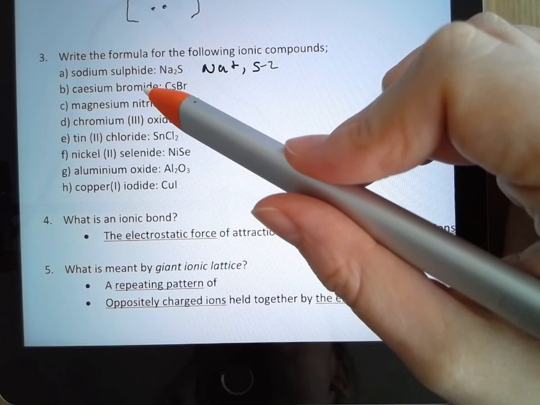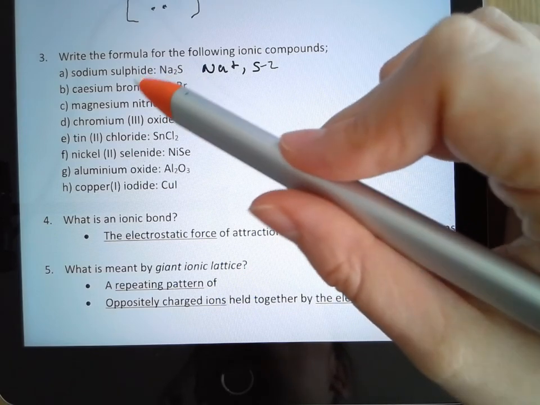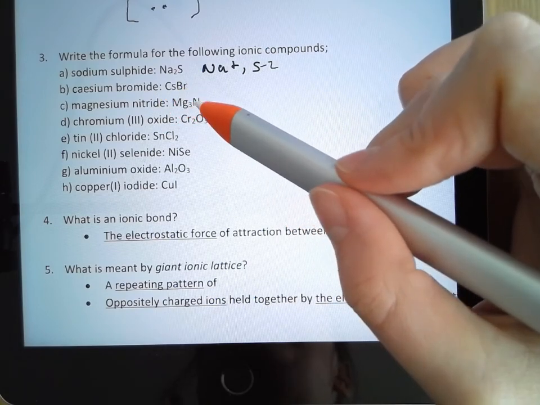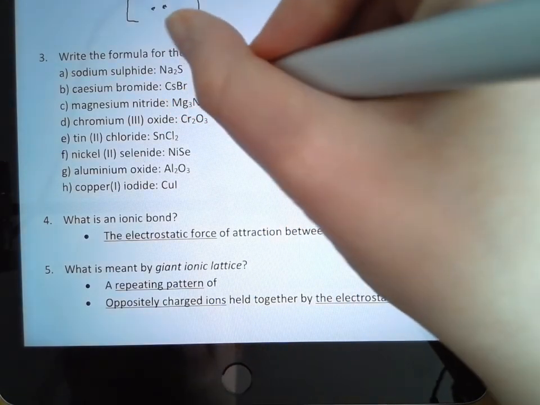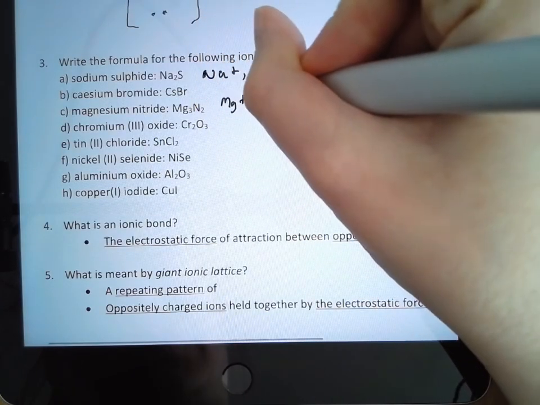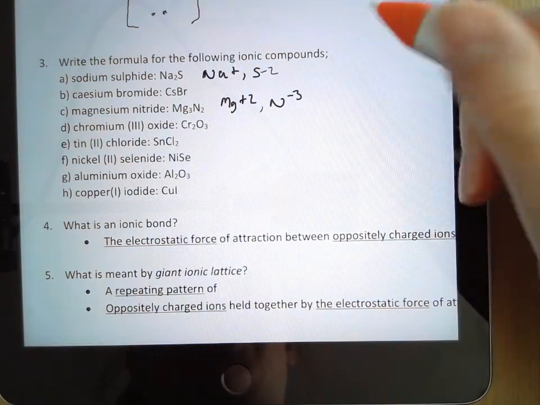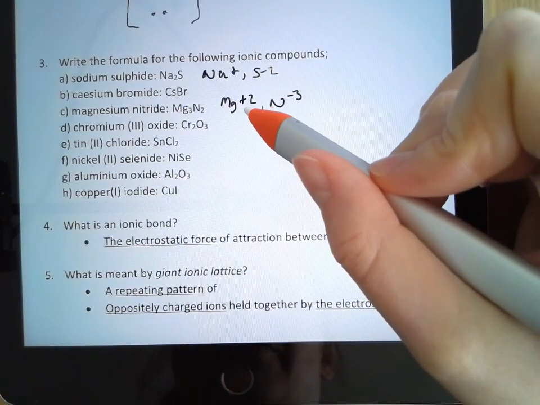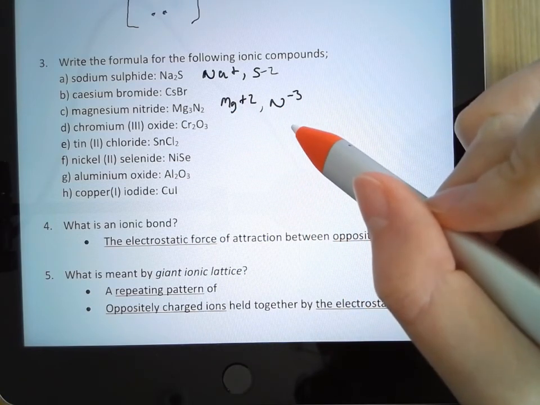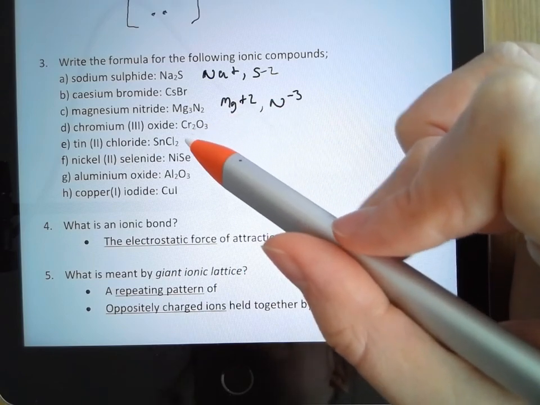Cesium bromide. Cesium's in group 1, so it's +1. Bromine's in group 7, it's -1. +1 and -1 cancel out, so just CsBr. Magnesium nitride. Magnesium's in group 2, it would have a +2 charge. Nitrogen's in group 5, it would have a -3 charge. To get these charges to cancel out, I would need 3 magnesiums, giving me +6 in total. 2 nitrogens gives me -6 in total. My charges are cancelling.